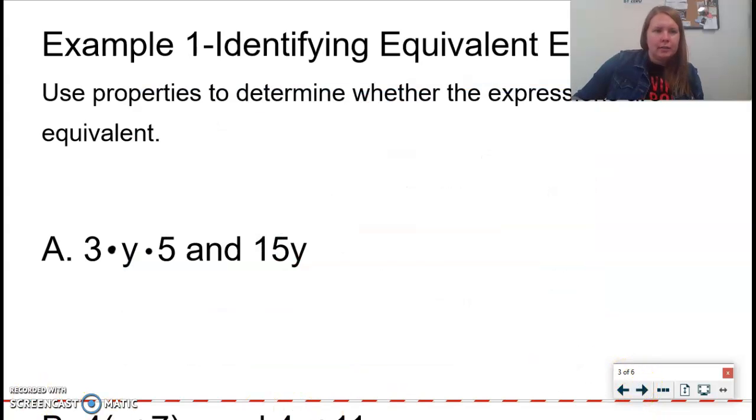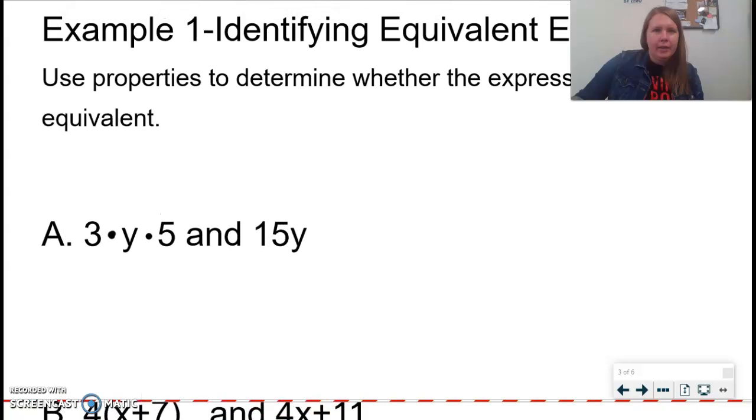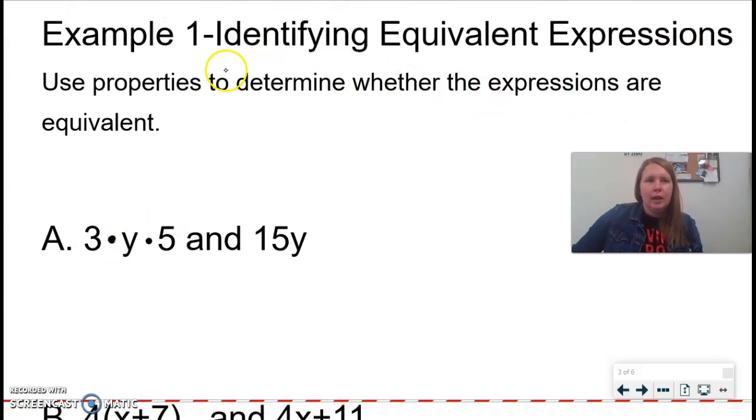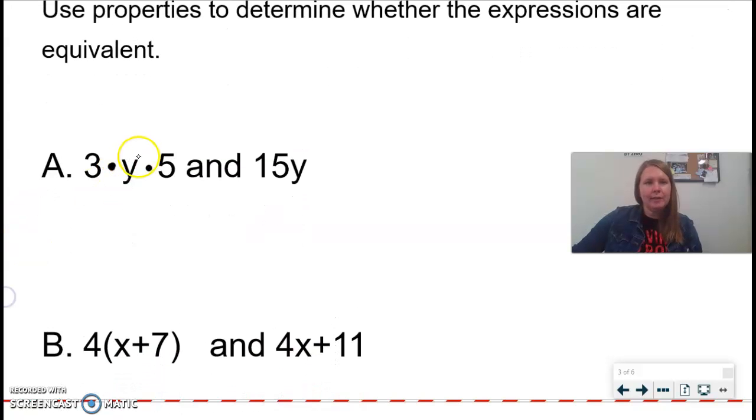Alrighty, so let's go ahead. I'm going to move myself around here. So this one says, example 1, identify equivalent expressions. Use properties, so we're just using the properties, we're not actually determining what property, to determine whether the expressions are equivalent. So I need to decide if 3 times y times 5 and 15y are equivalent.